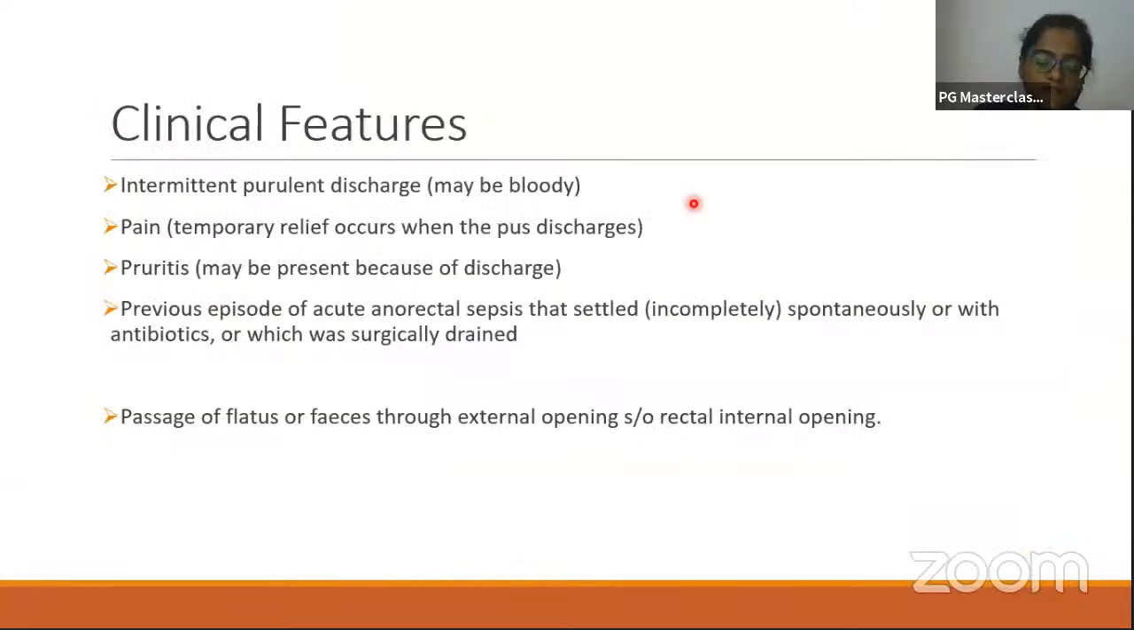Clinical features of a fistula: intermittent purulent discharge, which may be bloody. Pain, with temporary relief of pain when the pus discharges. Pruritus may be present because of the discharge. There is generally a previous episode of acute anorectal abscess that settled incompletely, either spontaneously, with antibiotics, or was surgically drained. Also, if we observe passage of flatus or feces through the external opening, it is suggestive of a rectal internal opening and not an anal internal opening.